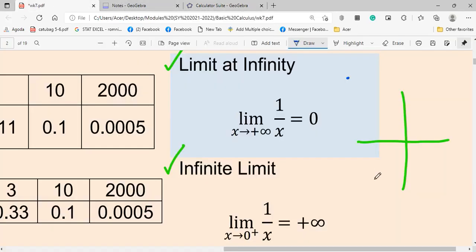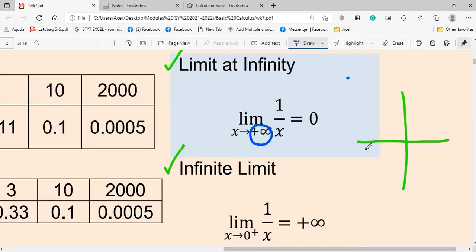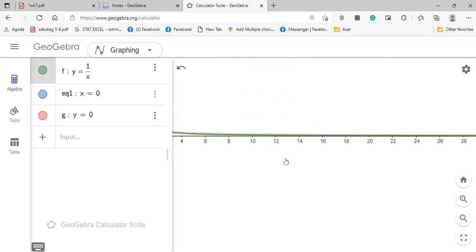Kaya nga, ang limit at infinity dito, class, kapag in-increase mo ang x values tulad ng pinapakita ng graph, ang y ay lalapit-lapitan niya lang ang 0. This is an indication that y just gets closer and closer to 0, the y values. And you see the graph can also tell you the behavior, graphically speaking.